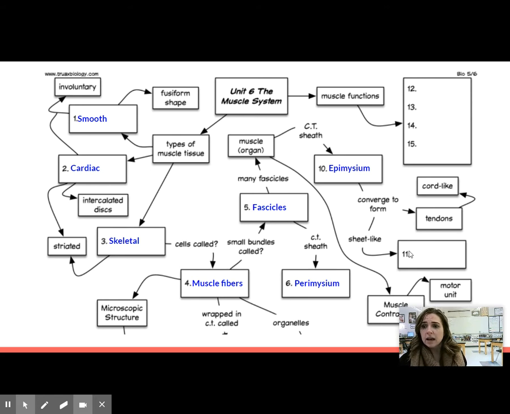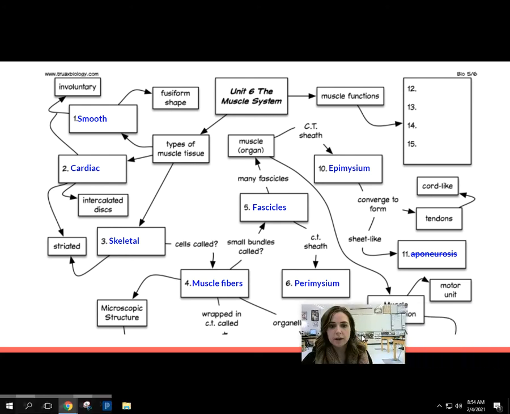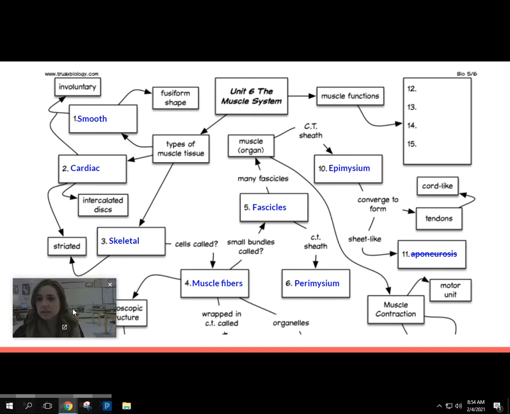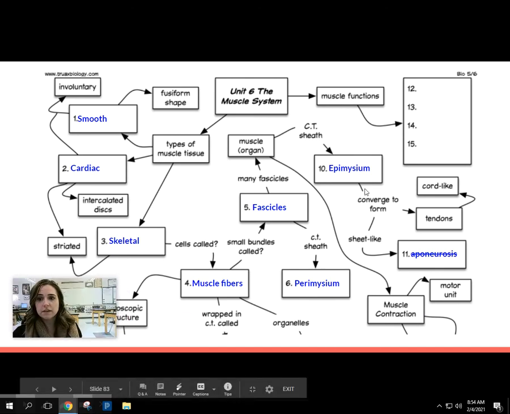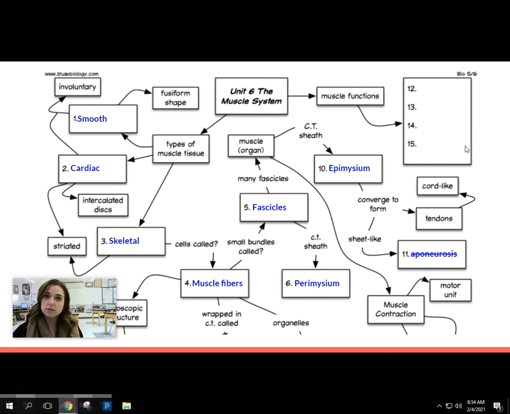All right. This number 11, you don't need to know. You don't even need to write it down, but it's called an aponeurosis. We didn't really talk about that, but just FYI. All right. And then we'll get to this other stuff here in a minute, but back up here at 6, the functions of the muscular system. This was your exit ticket yesterday, and you do need to know that for the test, okay?